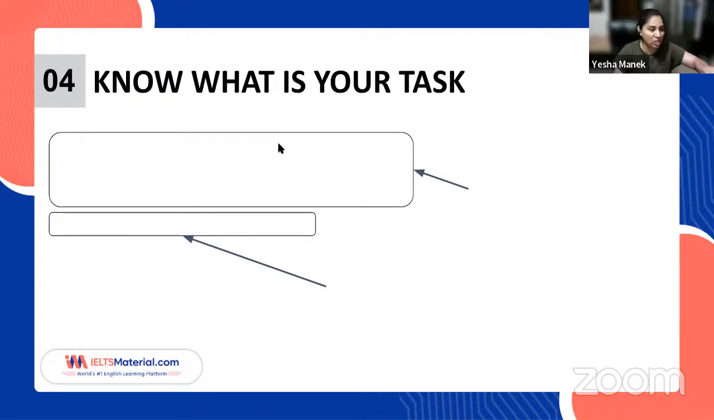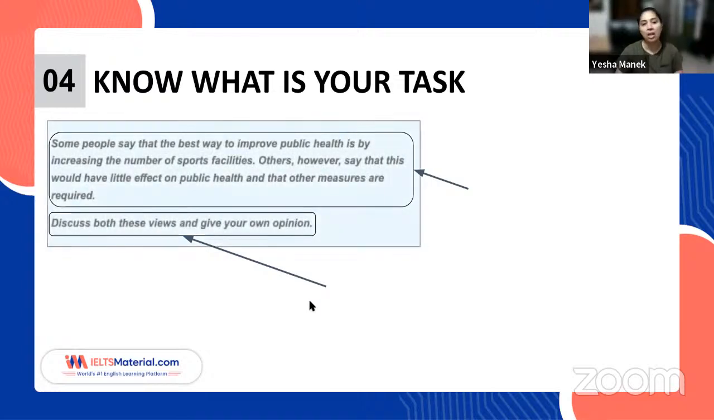So whenever you get a question, what you should do is, let's say this is the question. The question says, some people say that the best way to improve public health is by increasing the number of sports facilities. Others, however, say that this would have little effect on public health and that other measures are required. Discuss both these views and give your opinion.